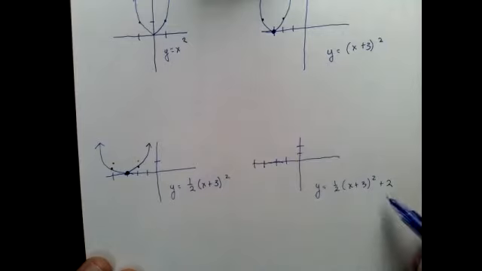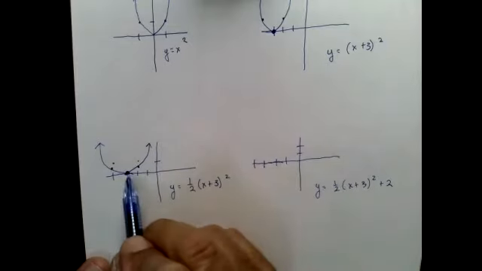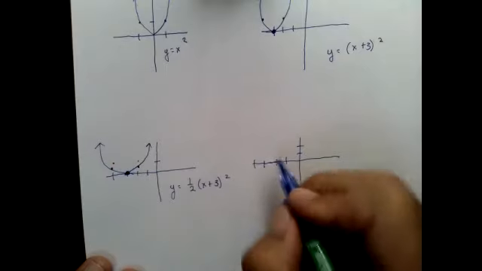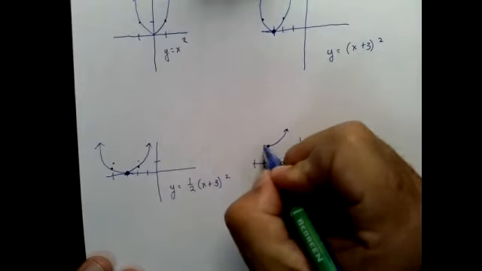1, 2, 3, 4. I know I'm now going up 2. So what this little point was right here, it has a name. It's called the vertex. It's now going to get moved up 2 to there. And I have this nice wideness still.